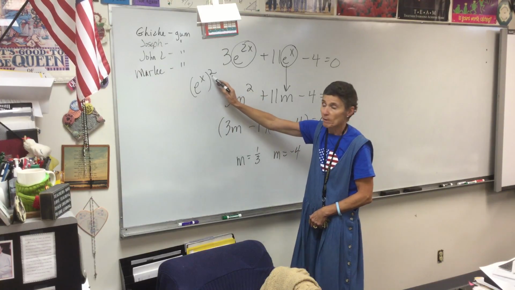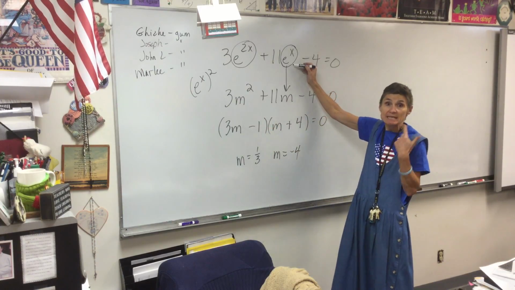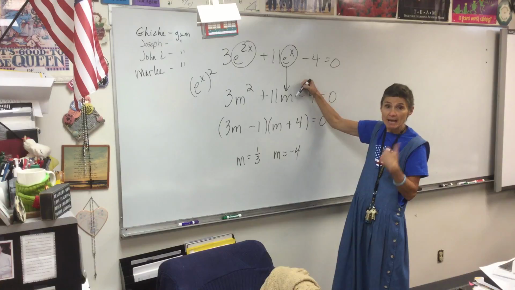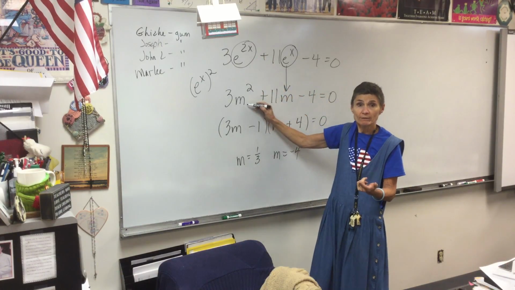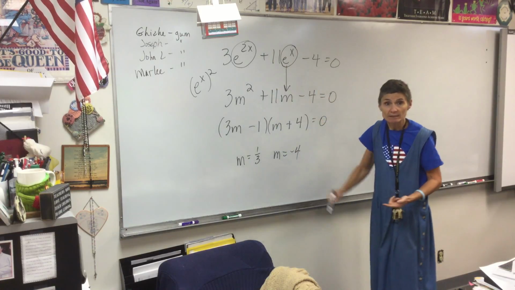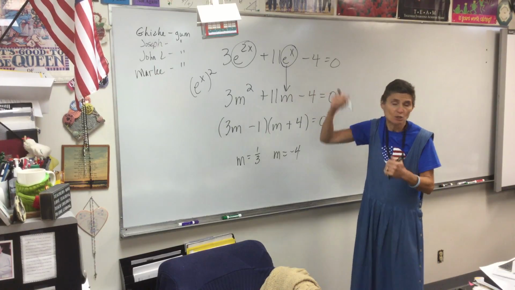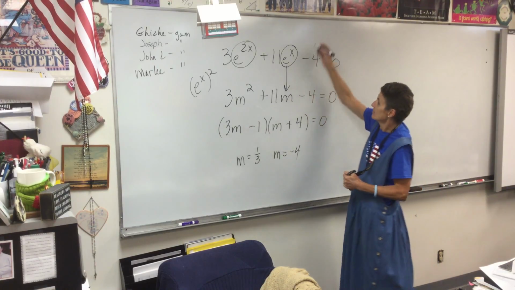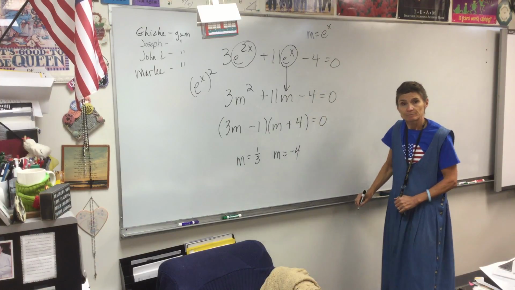Remember, you multiply the exponents. So, if I let m be e to the x, or let e to the x be m, then e to the x squared would be m squared. And these two equations are exactly the same. I just used a substitution. I replaced the letter. I said, I'm going to let m be e to the x.